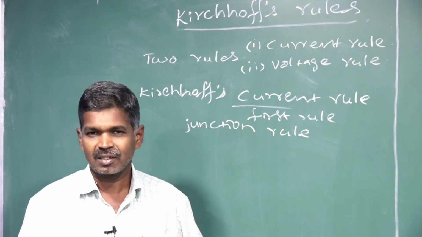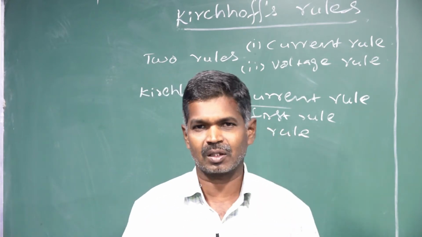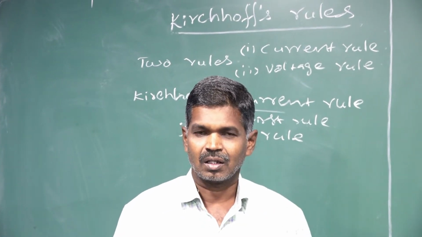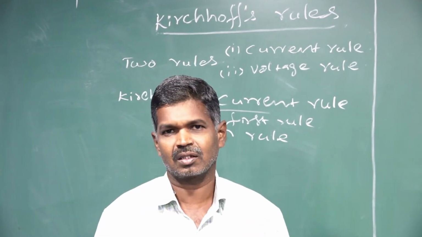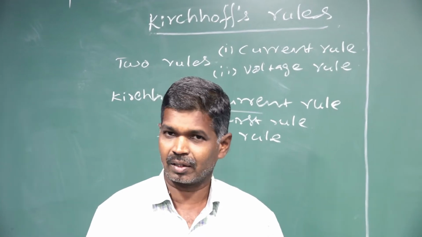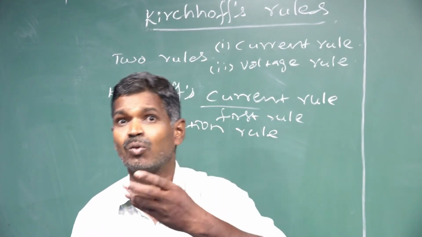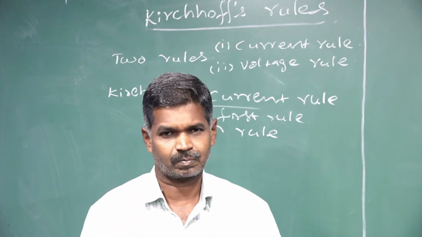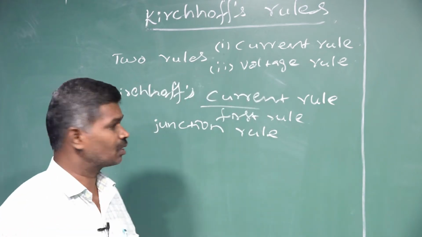There we have a statement. In a complex circuit, we take any one junction. In that junction, some of the currents move towards the junction and some of the currents move away from the junction. But the total current moving towards the junction is equal to the total current moving away from the junction. That's the simple statement for Kirchhoff's first rule.